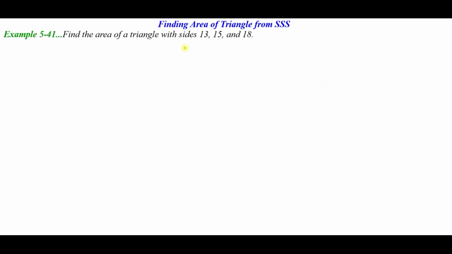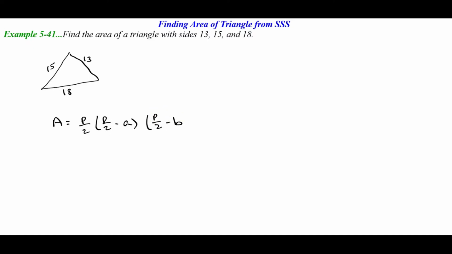So here we want to find the area of the triangle with sides 13, 15, and 18. So if we just kind of sketch that, we have a triangle. One side is 13, one side is 15, one side is 18. So obviously we have a side, side, side situation here, so we can use that Heron's formula. So area is perimeter over 2 times that value minus the first side, that value minus the second side, that value minus the third side, and then we take the square root of that.